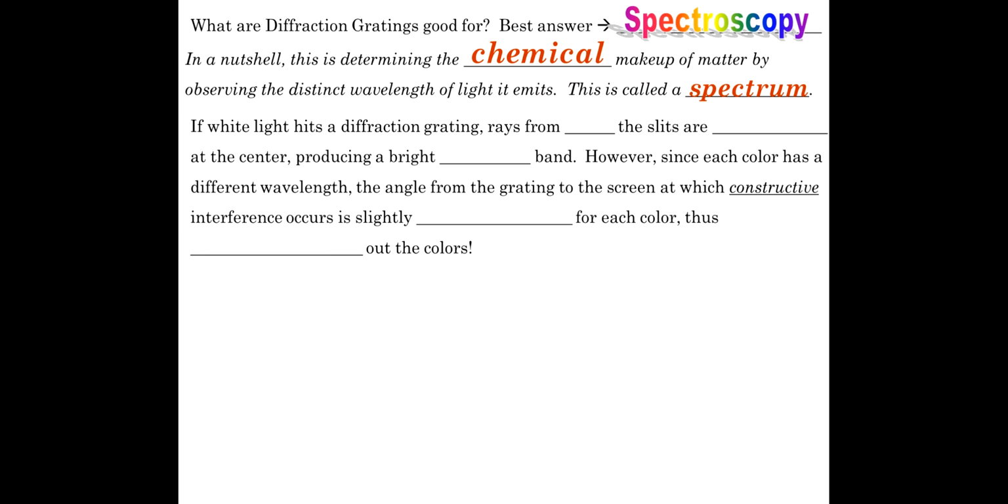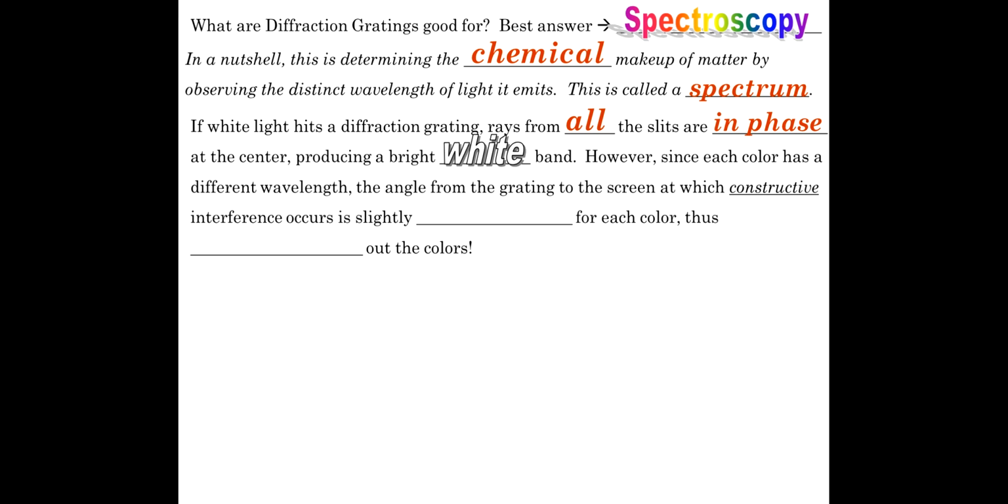And that wavelength display is called a spectrum. So I'll give you a brief description. Typically, light from the sun, for instance, is mostly white. It's a pretty good approximation. So if it hits a diffraction grating, it's got all the wavelengths in it. Rays from all the slits are in phase at the center. Okay, so it doesn't matter. So the center will produce a bright white band.